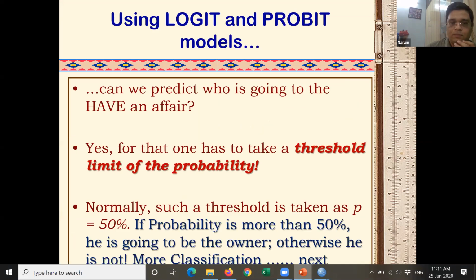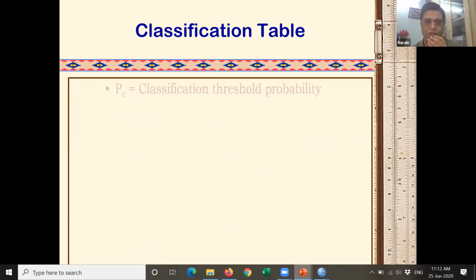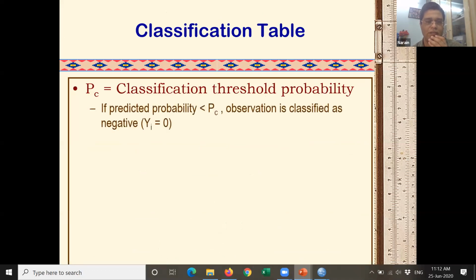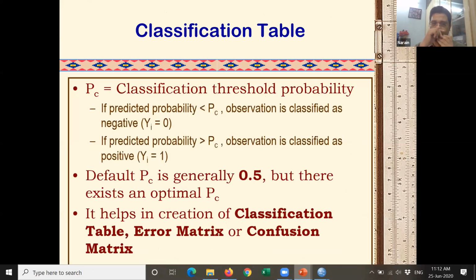Okay. So we can make a prediction of the person having an affair, and we need to put a certain threshold, because it will only give you probabilities, like 0.5, 0.4, 0.9, 0.8, 0.6. What is my cutoff above which the person will be grouped into having an affair, and below that probability, we will group them into not having an affair? That can be done using a classification table, which looks something like this. We have a default probability cutoff at 0.5.